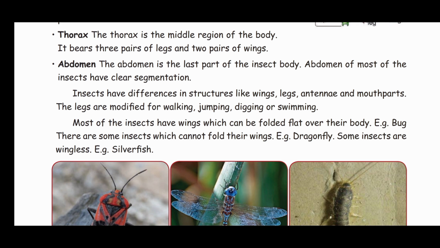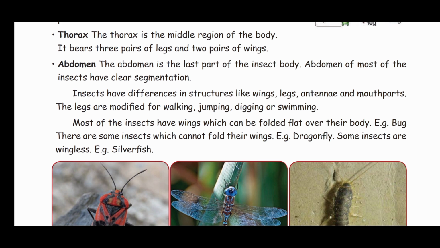Insects have differences in structures like wings, legs, antenna, and mouth parts. So what we saw above are the main parts. In that, the legs: we said it has 3 pairs of legs, but that may change for some other insects, and legs may be different. Antenna will be 2 for some, some will have 4. Some short, some long. And the mouth also will differ.